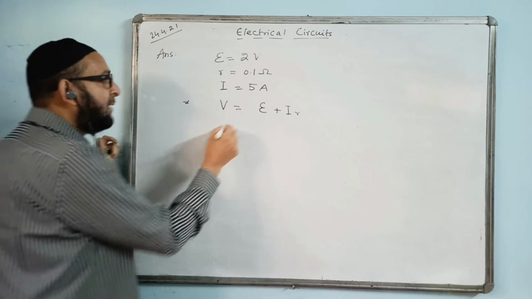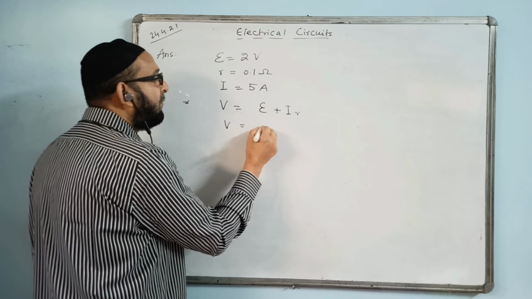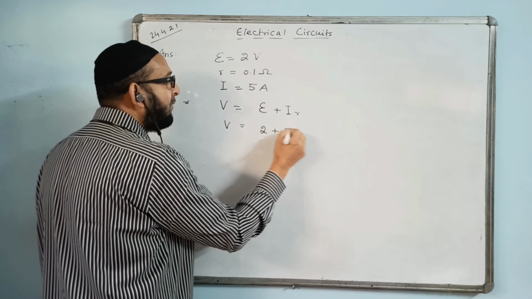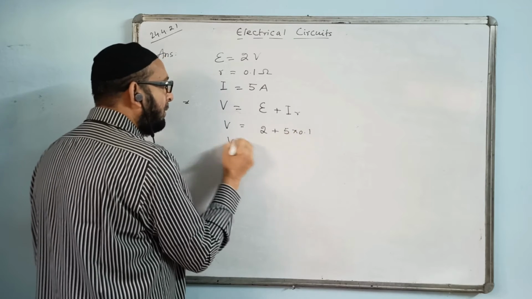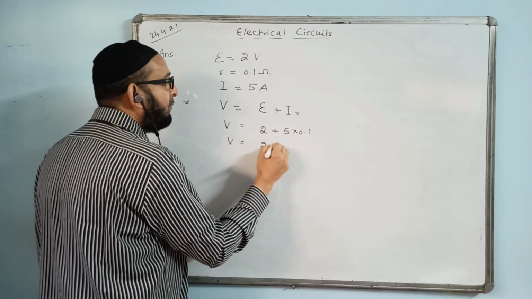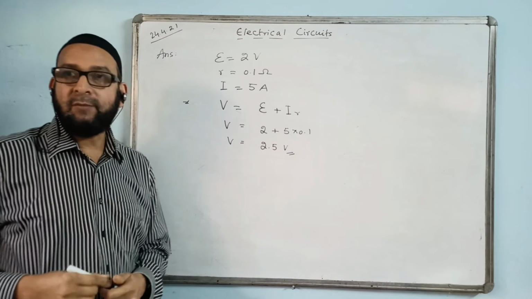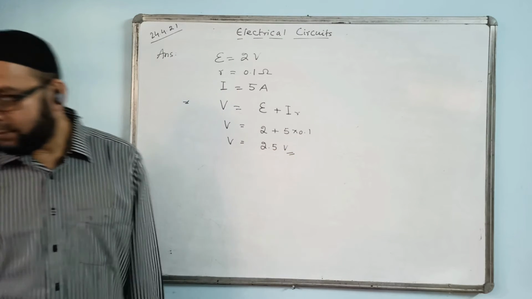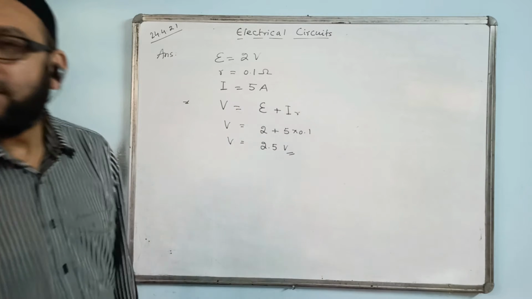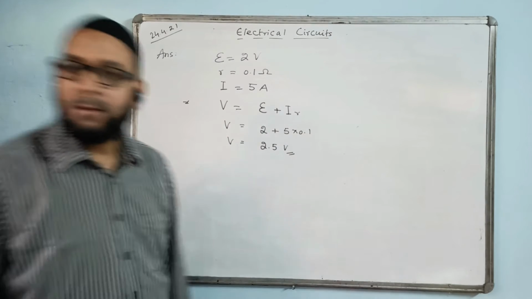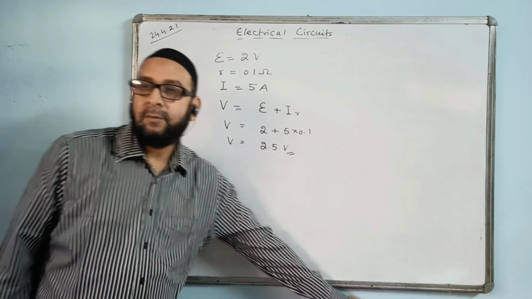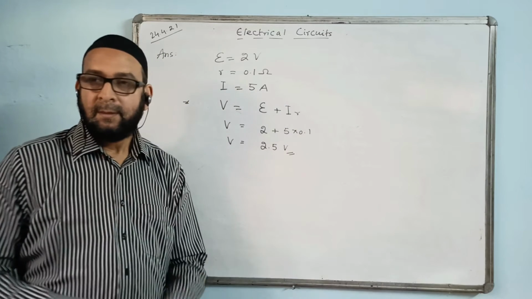Now I put the value and find the answer. EMF is 2, I is 5 into 0.1. The answer will come 2.5 volt. That time the terminal voltage will be 2.5 volt, which will be more than the EMF of the cell. So this is the answer.